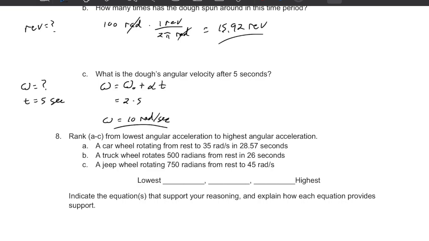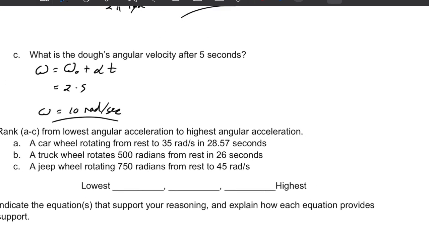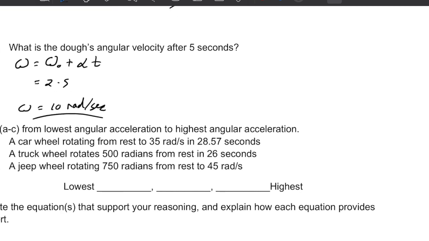Rank A to C from the lowest angular acceleration to the highest angular acceleration. So we need to know what the alpha is for each and then make the comparison. A car wheel rotating from rest, so we have omega naught, to 35, we have omega, in 28.57 seconds. So we have time. Those are the 3 that we have.